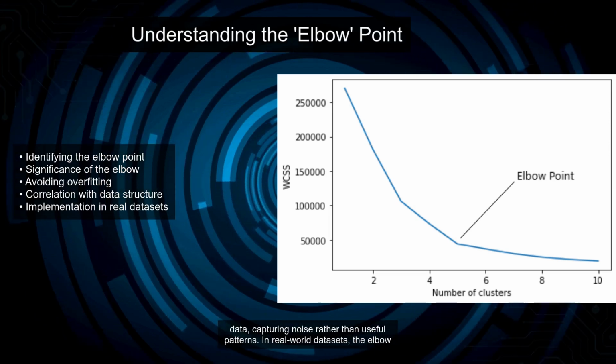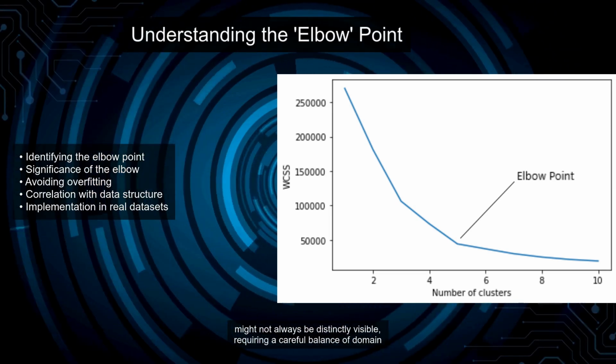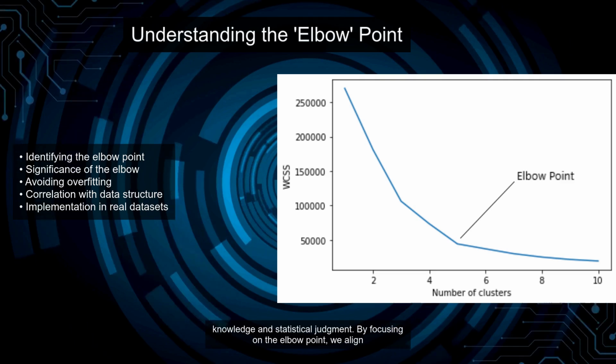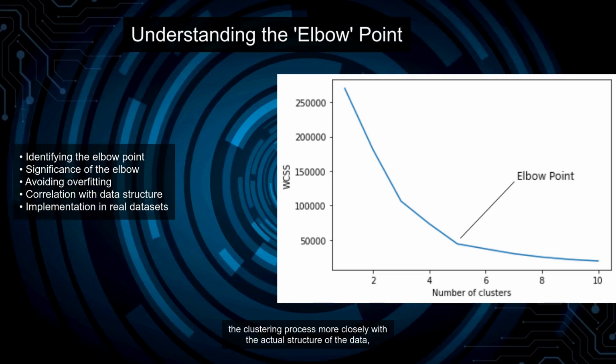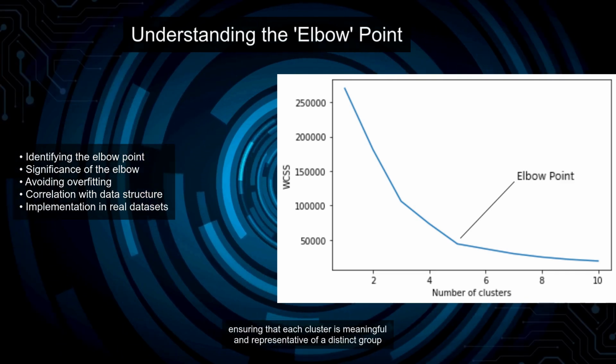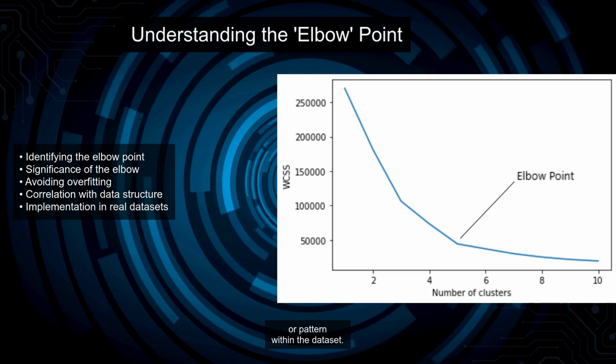than useful patterns. In real-world datasets, the elbow might not always be distinctly visible, requiring a careful balance of domain knowledge and statistical judgment. By focusing on the elbow point, we align the clustering process more closely with the actual structure of the data, ensuring that each cluster is meaningful and representative of a distinct group or pattern within the dataset.